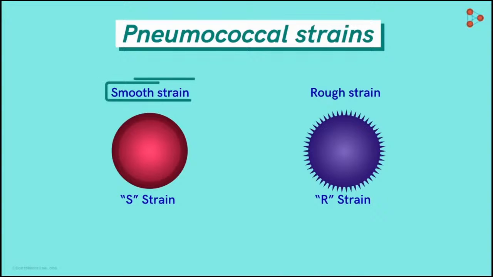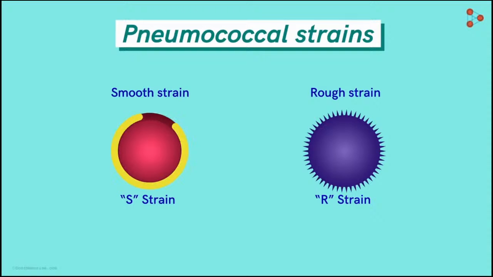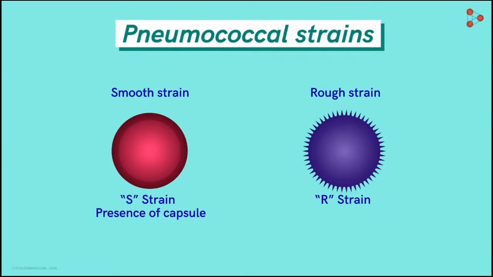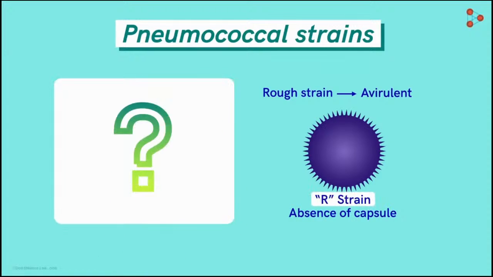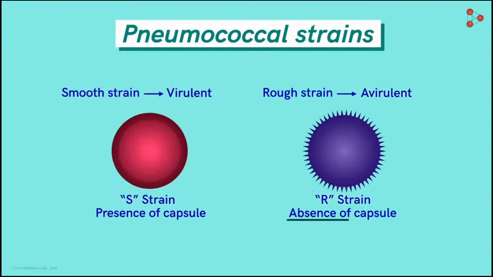This smooth strain, as we can see, has a smooth outer surface. It's the capsule around the cell wall which protects it from various threats. The presence of this capsule makes the strain virulent, or strongly infectious, to be precise. The absence of such a smooth coat makes the strain avirulent, or non-infectious, to be precise. Now you may ask, why is the R strain avirulent? It's the absence of the capsule which makes it susceptible to the immune cells of the host's body.